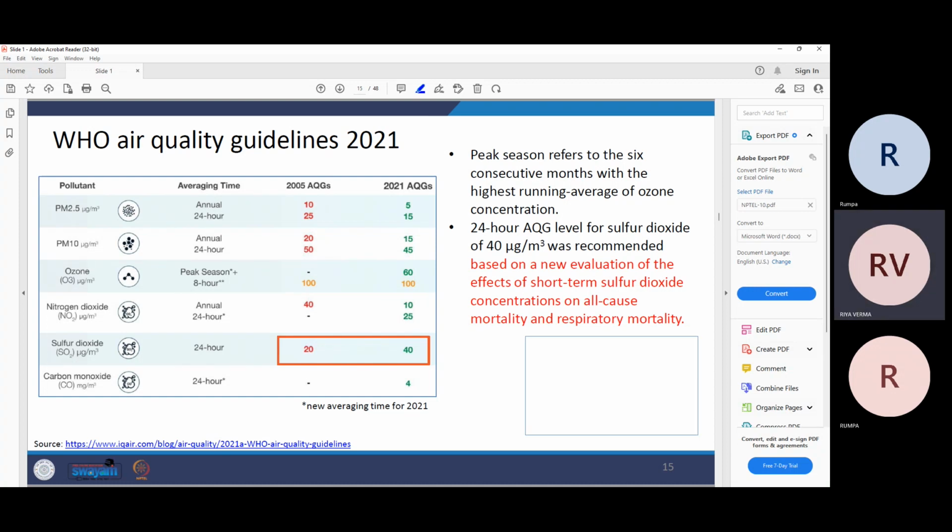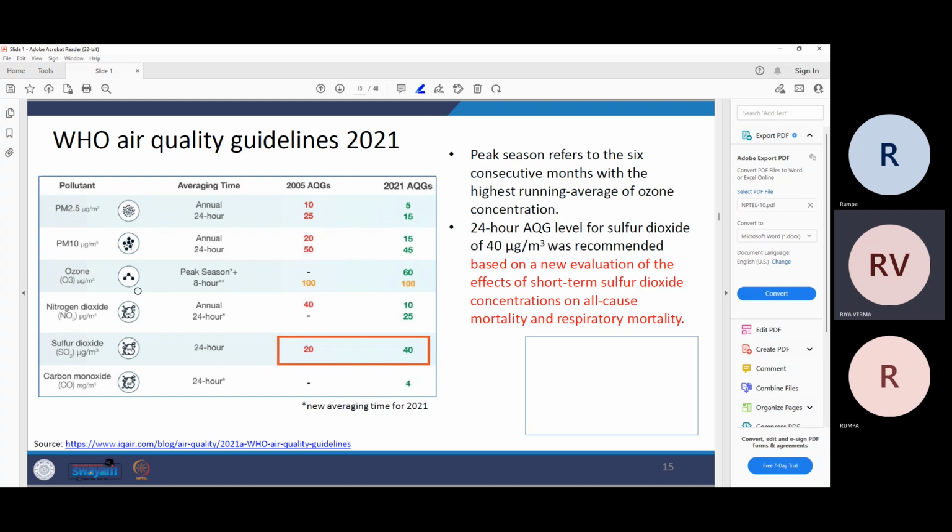Similarly, for SO2, earlier it was 20 micrograms per meter cube. Only this one has been increased, and the rest are all decreased. So this 20 has now been converted into 40 micrograms per meter cube. And there is a new averaging time also for carbon monoxide, the 24-hour average, which is 4 micrograms per meter cube. So, what is this peak season for ozone? The peak season refers to the 6 consecutive months with the highest running average of ozone concentration.